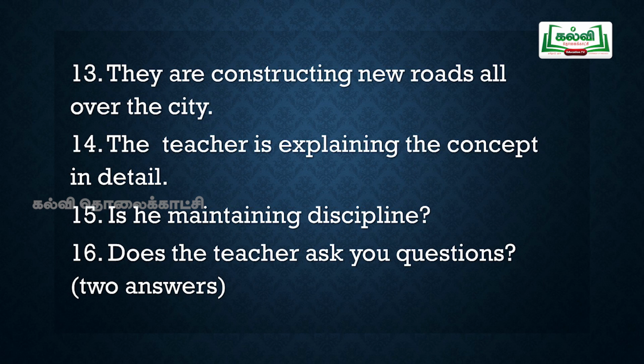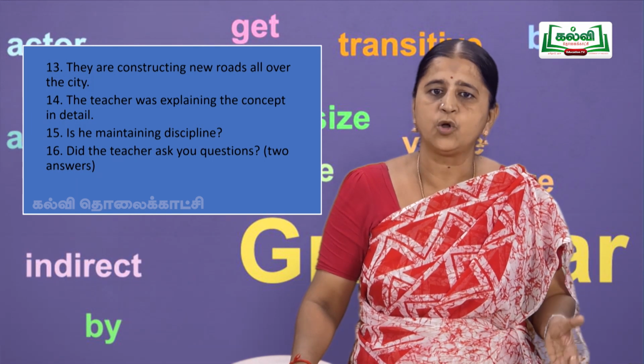Now sentence 14. The teacher was explaining the concept in detail. The teacher was explaining what? The concept. So the verb is in the past continuous tense. So the rules are more or less the same. Just as we saw is or are in the present, in the past tense it is was or were.